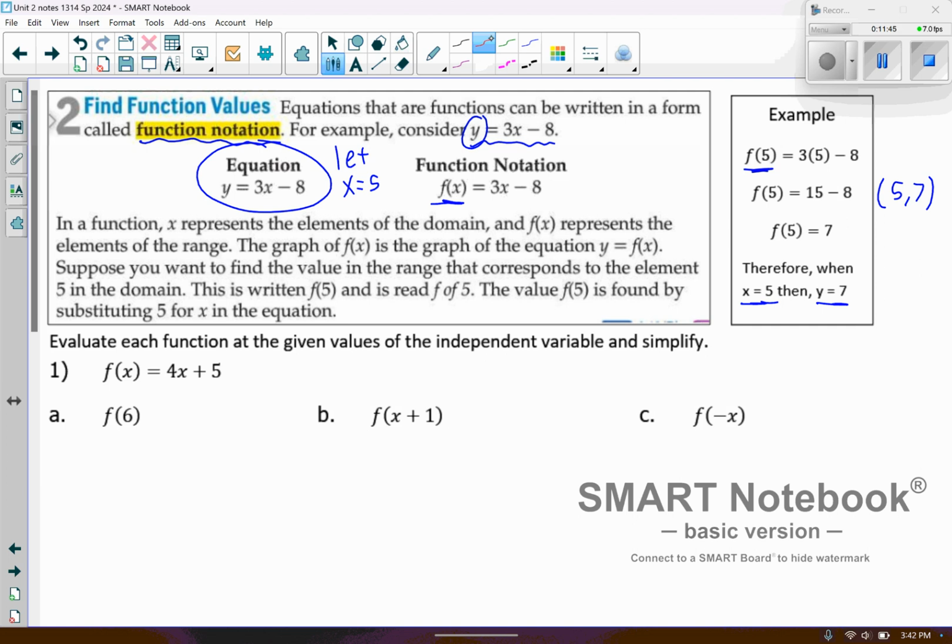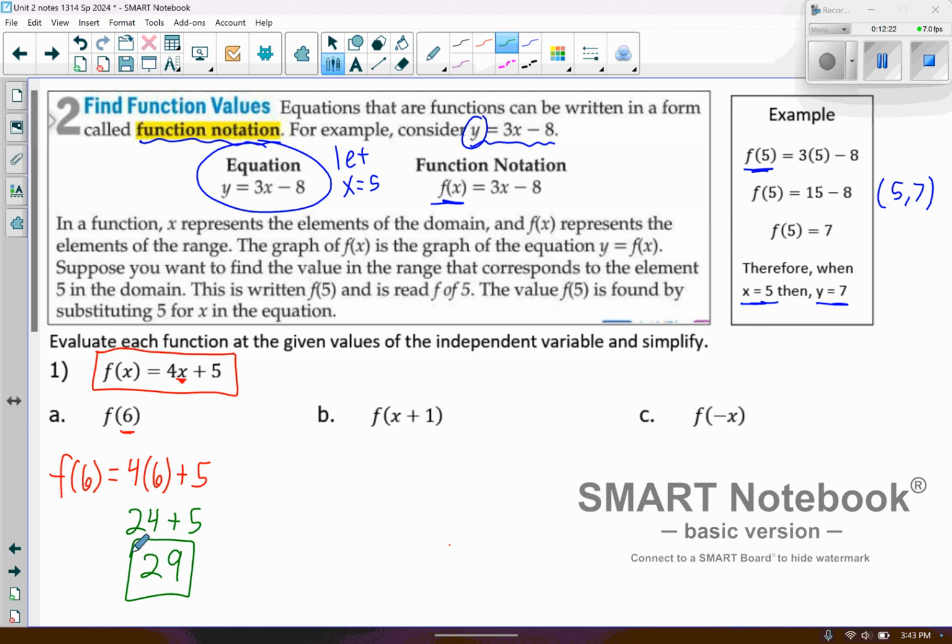So right here it says evaluate each function at the given values of the independent variable and simplify. So I'm given this function right here, f of x equals 4x plus 5. The first one's asking me what is f of 6. So for f of 6, I just substitute 6 right there. So it's going to be 4 times 6 and then plus 5. Well, 4 times 6 is, let's see, 24. Then we'll add 5 to that, and I get 29. And so that is going to be my answer right there.